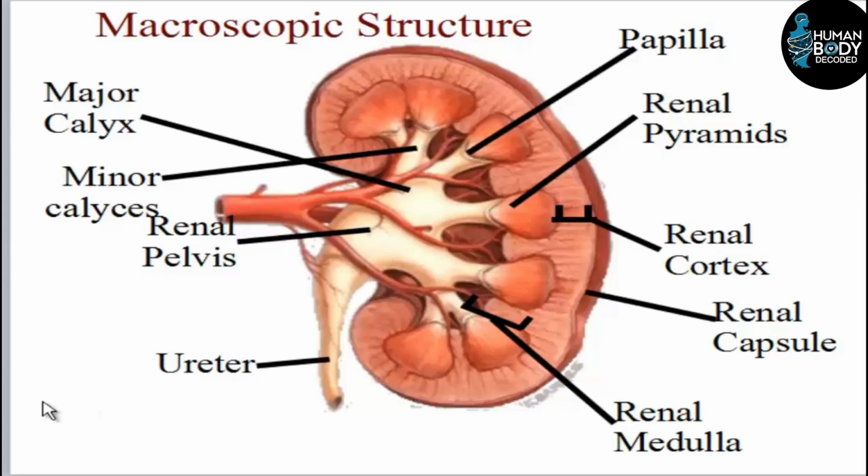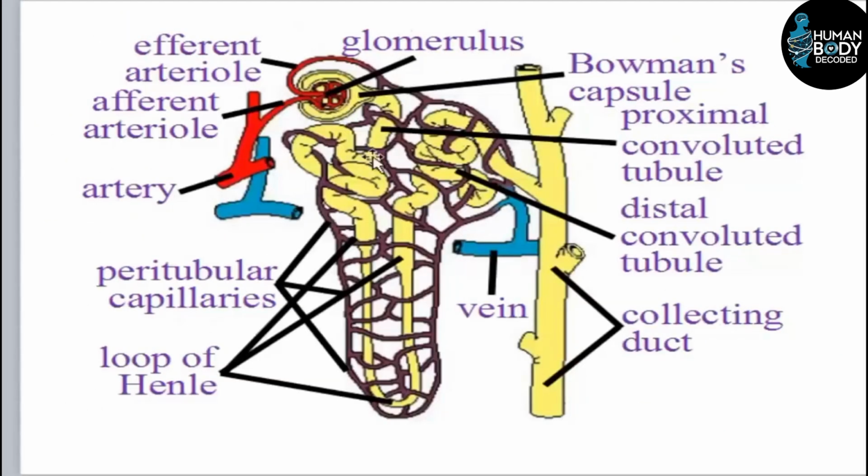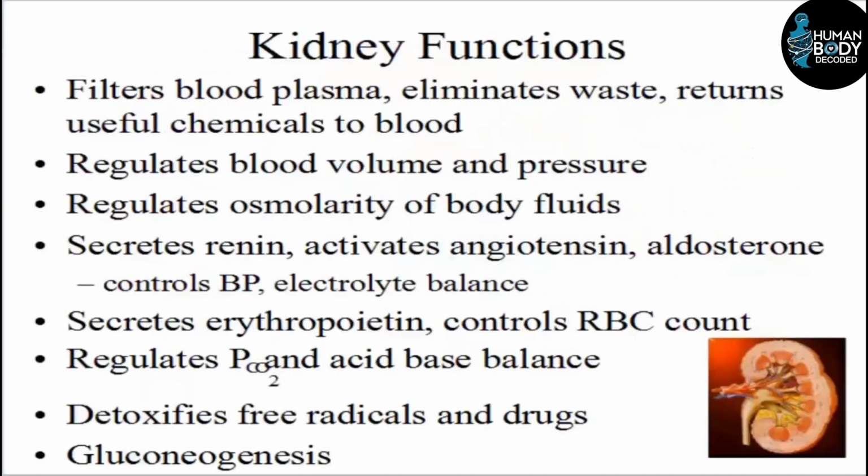There are millions of nephrons in one kidney. So in two kidneys, there will be millions of nephrons. Now let's discuss the functions of the kidney. What are the functions of the kidney? Friends, the kidney filters the blood plasma to eliminate waste and returns useful chemicals to the blood. These are the three main functions of the kidney.